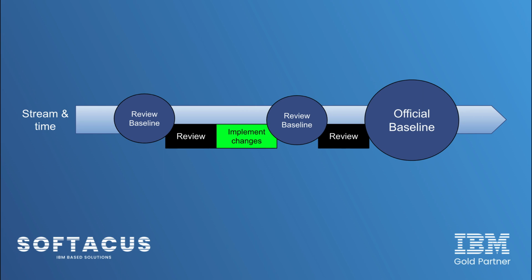Official baseline is something that you can show to auditors. Official baseline is something that can show that you are aligned with certification, industry standards, or laws. So those were the pros and cons of creating reviews from the baseline. Now we can jump to creating reviews from the stream.